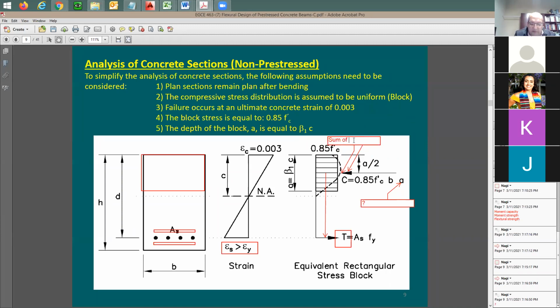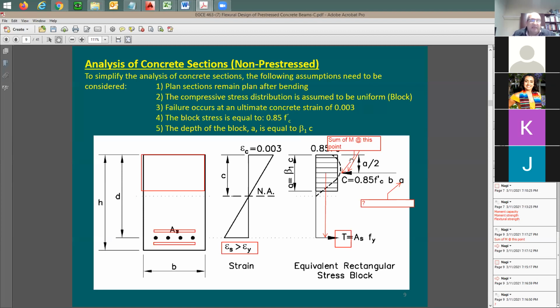Sum of the moment about this point. Someone's going to say this is like a couple. If you just take tension, compression, and the distance between them, you say C or T multiplied by this distance. You can do it this way if you want to.